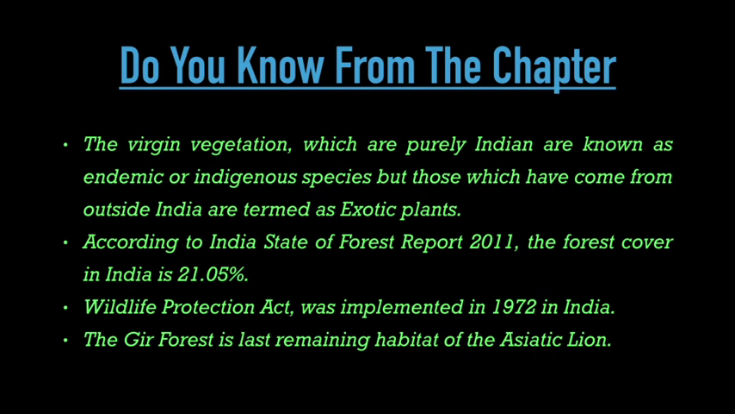The virgin vegetations, which are purely Indian, are known as endemic or indigenous species, but those which have come from outside India are termed as exotic plants. For example, the coffee or the tea plant are termed as exotic plants because they have come from outside India. According to the State Forest Report of 2011, the forest cover in India is 21.05%. The Wildlife Protection Act was implemented in 1972. The Gir forest is the last remaining habitat of the Asiatic lion, which is in Gujarat.